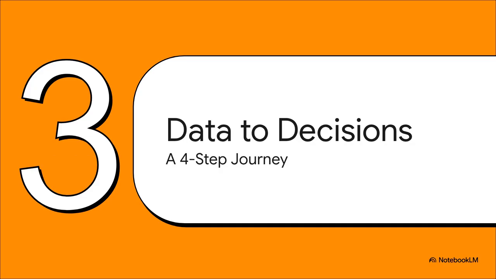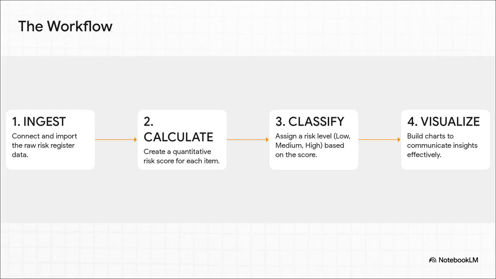Okay, so using a tool like this, we can take what is basically a raw, kind of boring list of potential risks and turn it into a high-level strategic conversation. I'm going to walk you through a simplified 4-step journey to show you exactly how it's done. So it all starts with step 1. You ingest the raw data. That's just connecting to your list of potential risks. Then you calculate a score for each one to figure out, how serious is this, really? Next, you classify those risks into simple categories, and then, finally, the payoff. You visualize everything so it becomes incredibly easy to understand in a single glance.